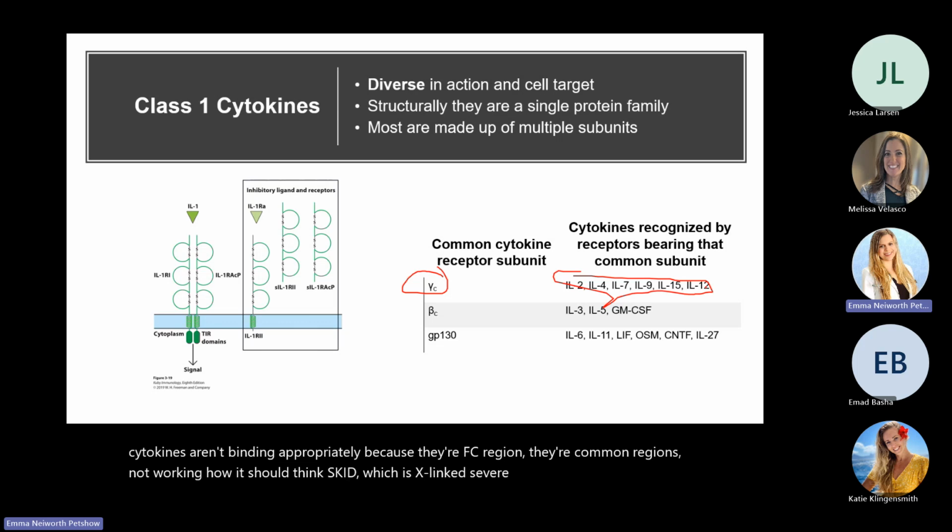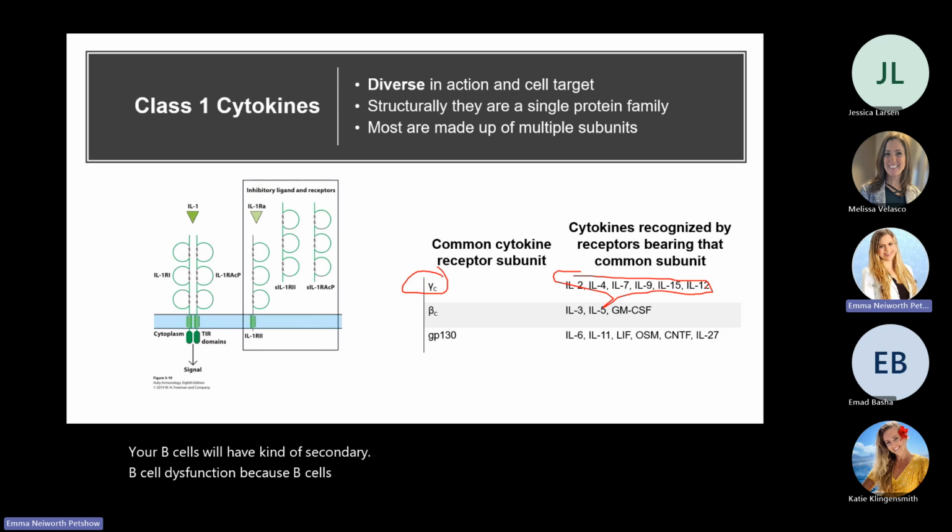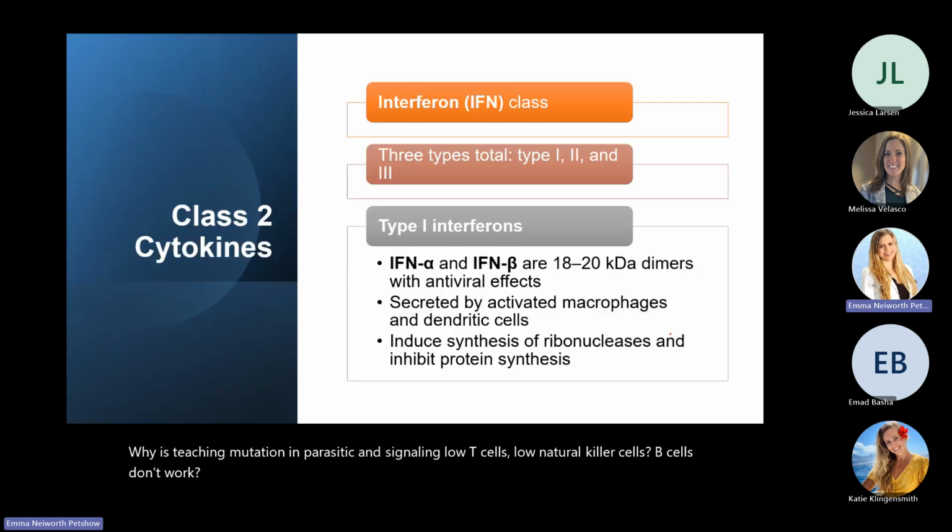What's the classic picture? You'll see T cell and natural killer cell failure, so failure of T cells and natural killer cells to do their job. From there, if T cells fail, your B cells will have secondary B cell dysfunction because B cells are signaled partially by T cells. T cells help B cells class switch, right? So there's ultimate dysfunction in our adaptive immune system. I think that's the biggest piece there. Gamma chain mutation, impaired cytokine signaling, low T cells, low natural killer cells, B cells don't work. Okay, that's the only reason I brought up that slide.